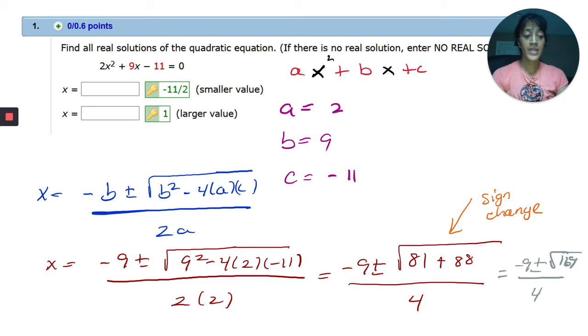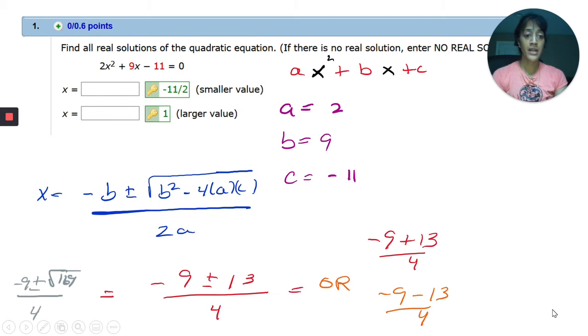And then the second place I see an error is just not adding things correctly. Don't try to just punch this in your calculator, because if you're doing this manually, it's better to just do it slowly because you want to get it right. Minus 9 plus or minus 13, that's the square root of 169, divided by 4. And then that gives you two answers.